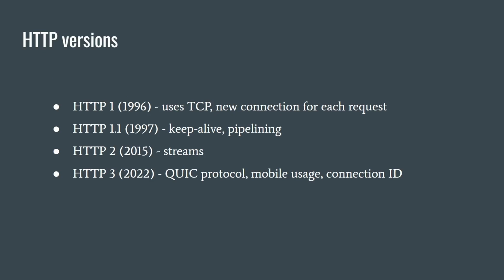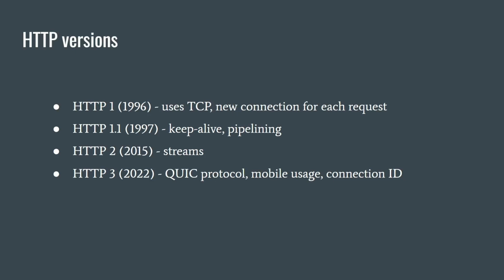Let's talk about the HTTP versions. In 1996, HTTP 1 was released. It was using TCP, and for each request, a new connection was established. As you can imagine, this is not the best way of handling requests and responses because it is time consuming.